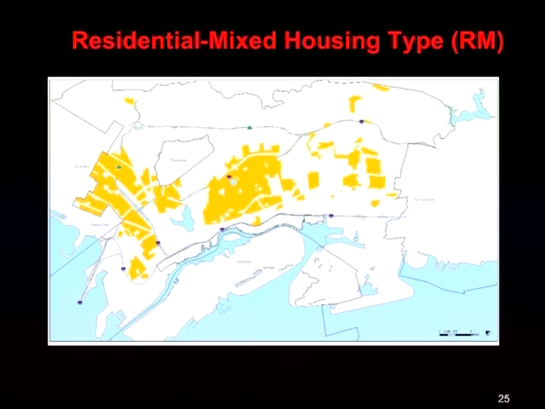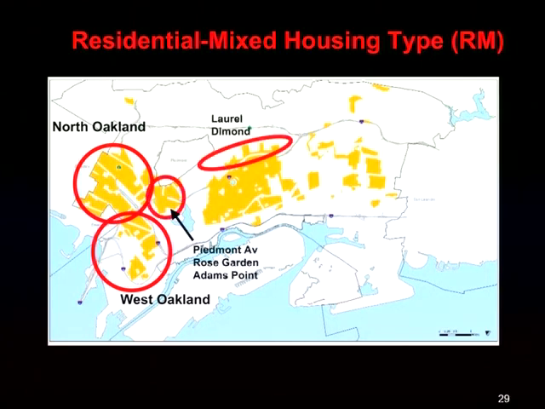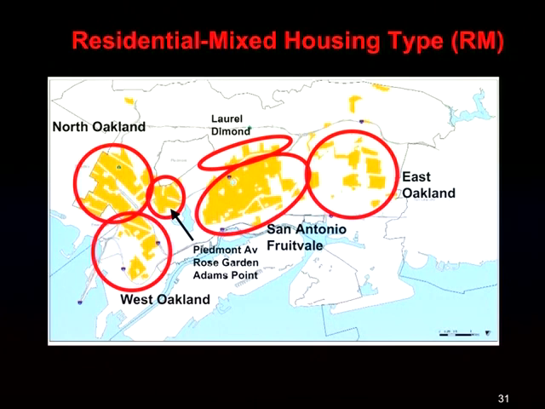The mixed housing type districts are primarily mapped in North Oakland, including Rockridge and Temescal, West Oakland, the Piedmont Avenue, Rose Garden, and Upper Adams Point area, the Laurel and Diamond districts, the San Antonio and Fruitvale neighborhoods, and parts of East Oakland. In the next few slides, we'll explain the differences between the RM zones.